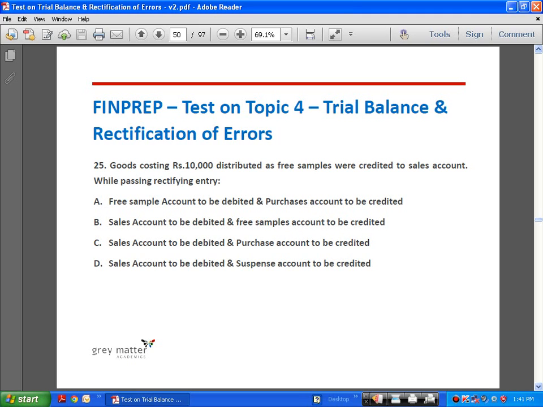Goods costing rupees 10,000 distributed as free samples were credited to sales account. So the entry should have been free samples account debit to purchases account. Instead, it has been credited to sales account. So there is a wrong credit. We have to debit, and the account that should be credited but has not been credited should be credited now. So the entry will be sales account debit to purchases account.